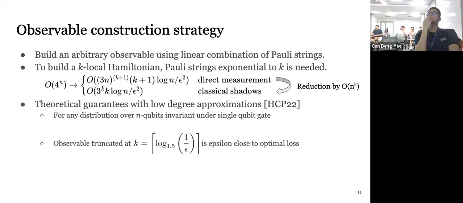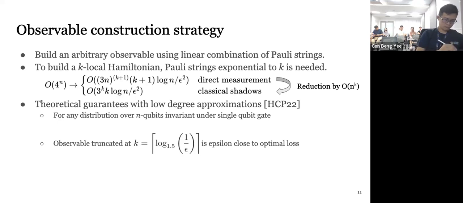All right, so does constructing a k-local Hamiltonian make sense, because we're actually trying to estimate a possibly global Hamiltonian with a local one. Some theoretical work done by Robert Huang at Caltech with, I think, John Preskill, gives a theoretical guarantee with low degree approximations: for certain quantum states that are invariant under single qubit gates, when you truncate your observable at a power k, which is log of the inverse of your error epsilon, you can actually estimate some arbitrary Hamiltonian within this approximation problem.